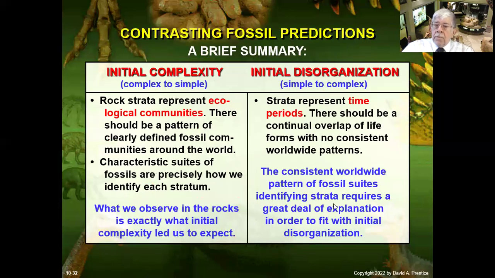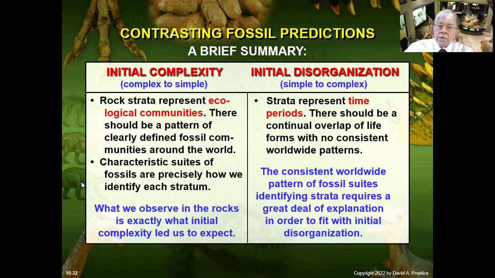So let me give you a quick contrast about beliefs of what we ought to find in the fossil record. According to creation, initial complexity, the rock strata probably represent ecological communities. There should be a pattern of clearly defined fossil communities around the world. Initial disorganization, evolution, says the strata instead represent time periods. There should be a continual overlap of life forms with no consistent worldwide patterns. Different things would evolve at different rates at different times in different places.